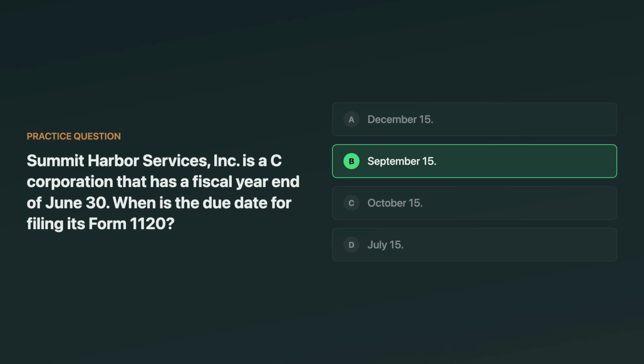The correct answer is September 15th. For a C corporation with a fiscal year ending June 30th, Form 1120 is due the 15th day of the third month after year-end. The tempting wrong answer is October 15th because many people default to the fourth month after year-end, but June 30th year-ends have this special third month due date.